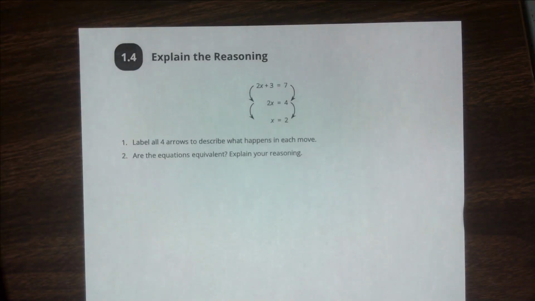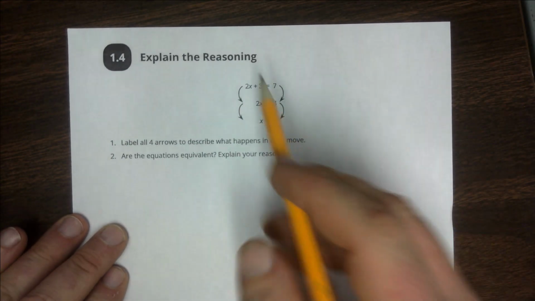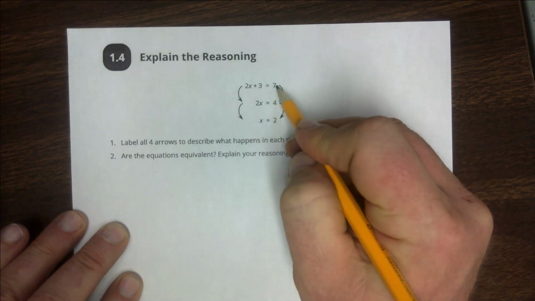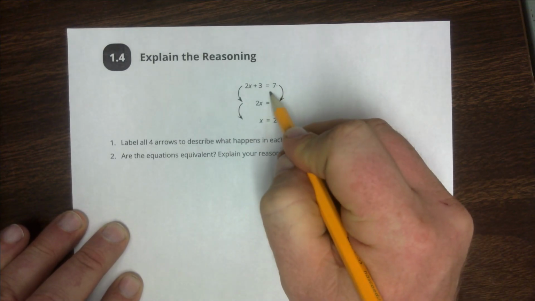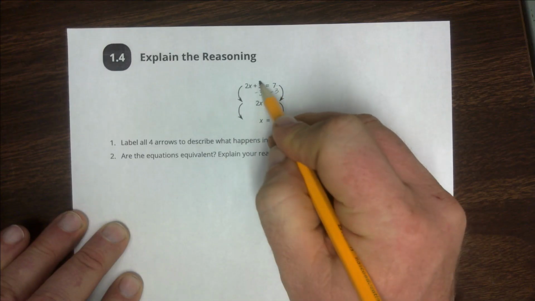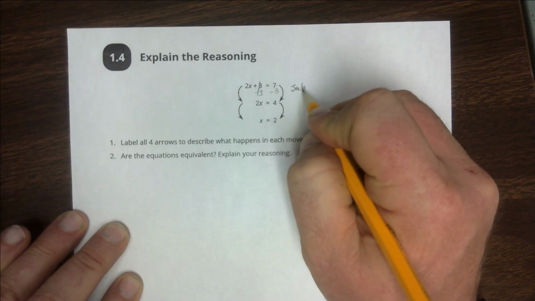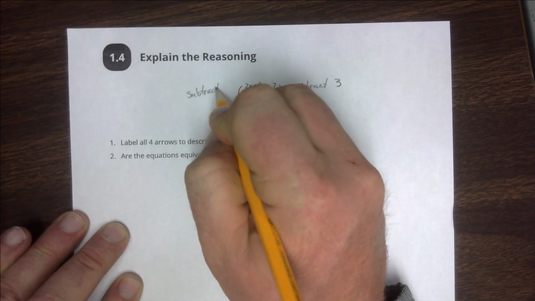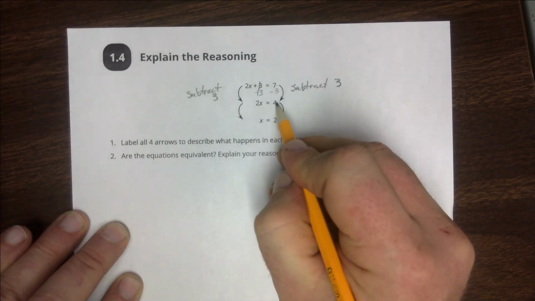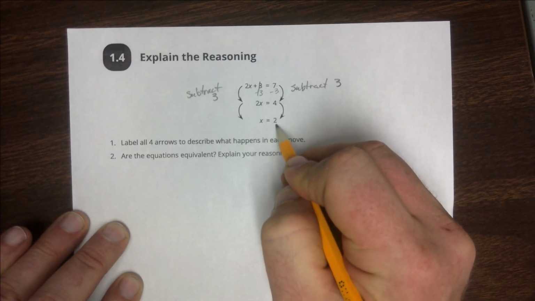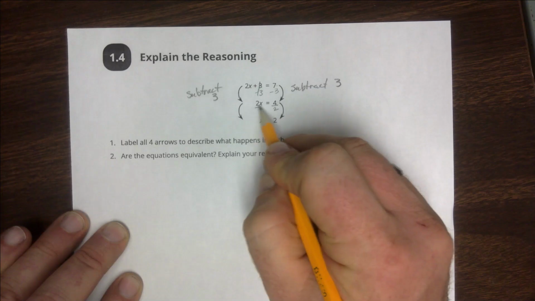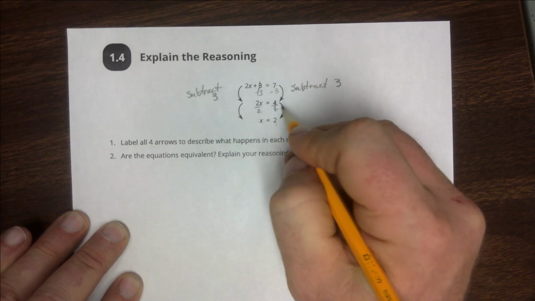All right, let's take a look at your homework for tonight. Actually, let's look at the cooldown. So here's the cooldown. Label all 4 zeros and describe what happens in each move. So I'm looking at 7 and it went to 4. It looks like they subtracted 3 from both sides. So yes, subtract 3. Subtracted 3 from both sides. Then they're going from 4 to 2. Now they could subtract 2, but over here they did not subtract 2. They actually divided by 2 on both sides. So that would give them 2.